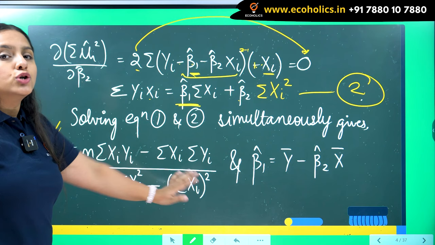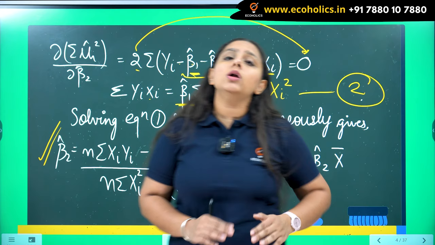So, with this method, you can derive the value of beta 1 hat and beta 2 hat in all kinds of functional forms of your regression where you can use the method of OLS.